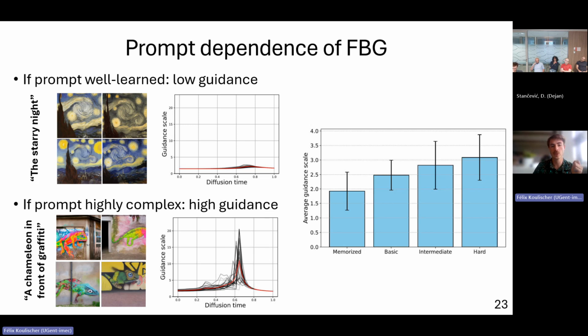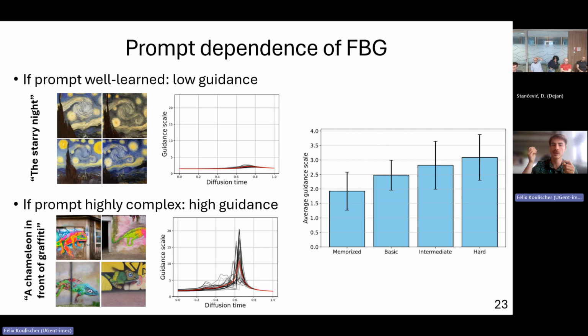And so to analyze this a bit more rigorously, we designed a small scale data set of 60 prompts that are divided into 4 categories of difficulty levels. So we have memorized prompts. Those include, for instance, very famous places like the Taj Mahal or paintings such as the Starry Night. Then more basic prompts, such as a cat sitting on a couch, which is something that's definitely been seen very often.